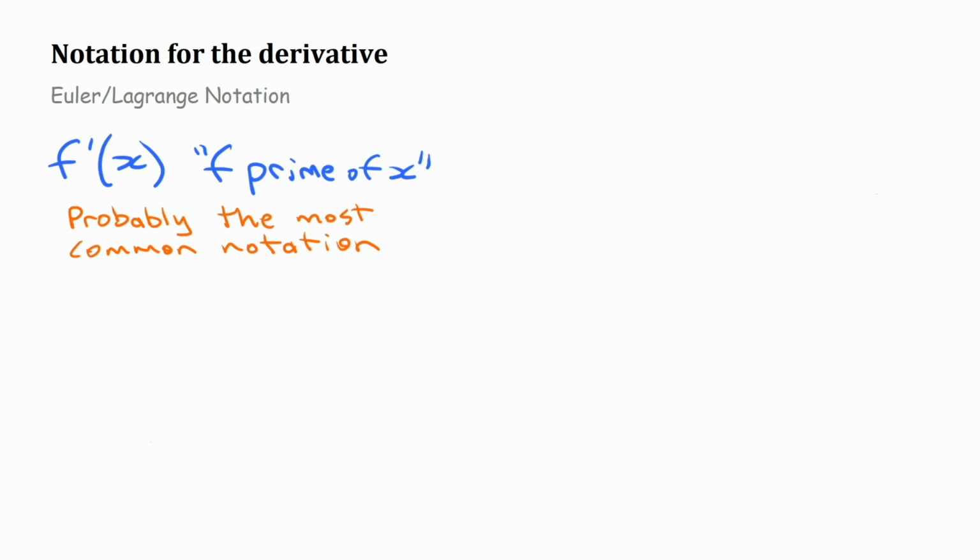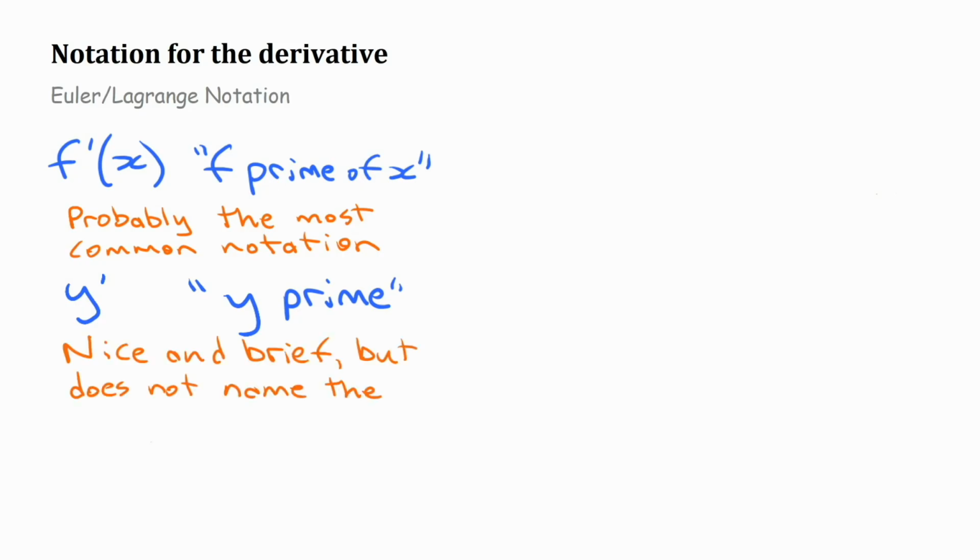If you are just using a y for your function, you can say y prime like that, y prime. And that's probably the simplest it could be, nice and brief, but it doesn't name the independent variable, just y prime, whereas this one, f prime of x, you know the function and you know the variable.